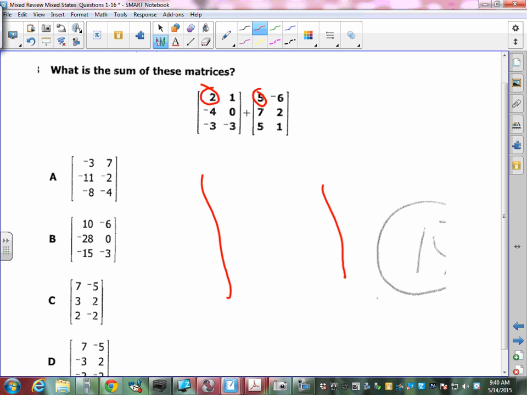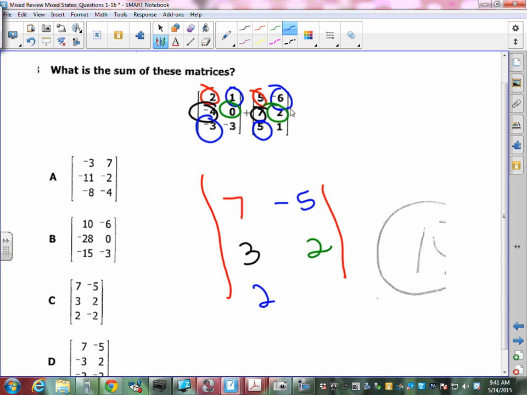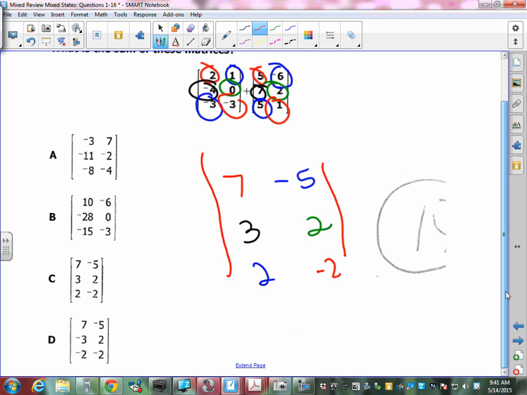Okay, so what you do is you take them one at a time. 2 plus 5 is 7, so that goes in that spot. 1 plus negative 6 is, that goes there. 4 plus 7 is, that goes there. 0 plus 2 is, negative 3 plus 5 is, and then negative 3 plus 1 is, okay. And if you look at the choices, which choice is that? Okay, that's choice C.